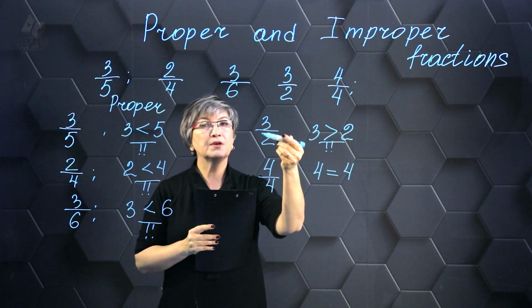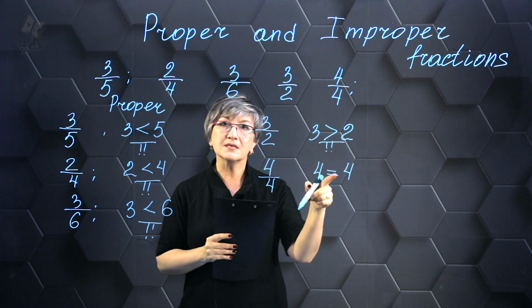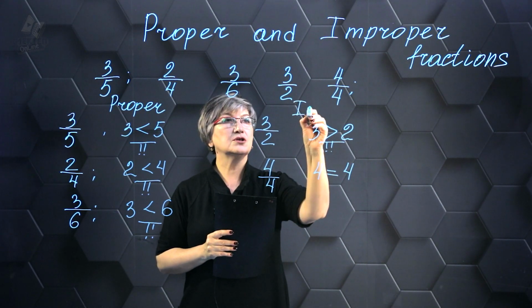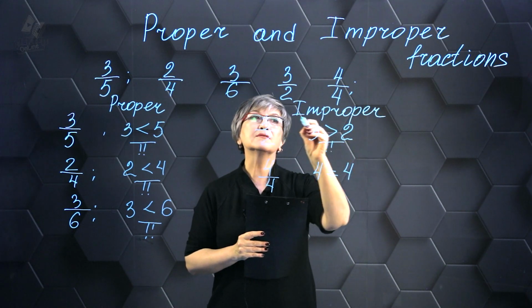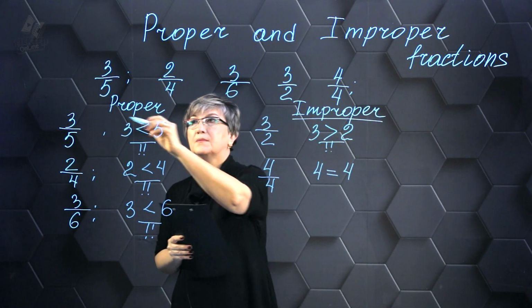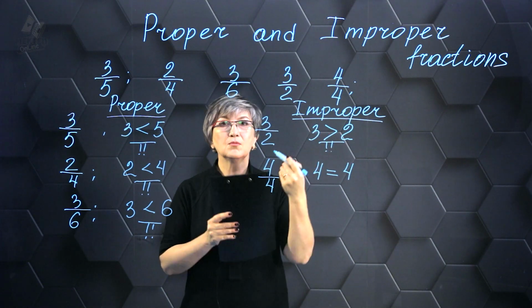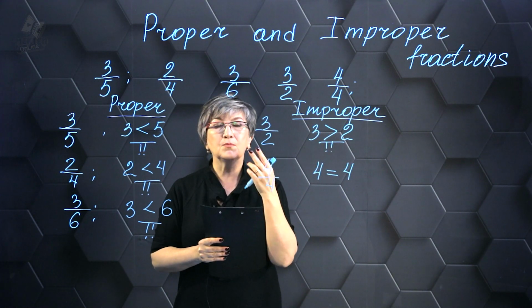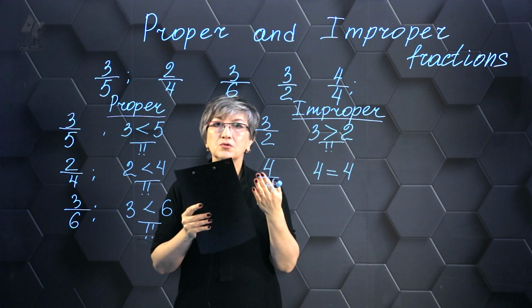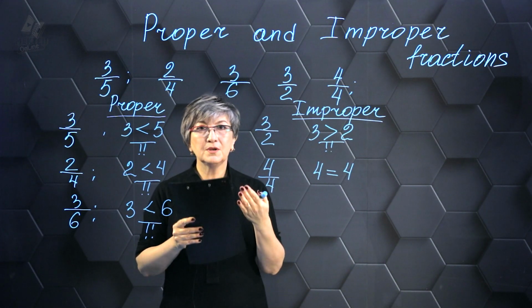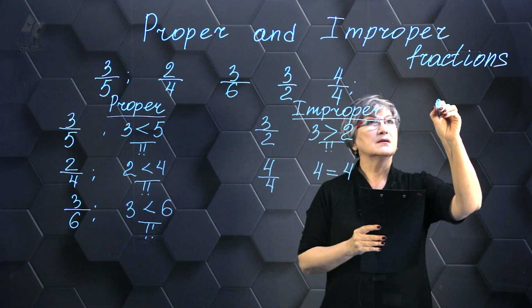And if the numerator is greater than the denominator, or the numerator is equal to the denominator, then in this case, these fractions are called improper fractions. So the numerator is smaller than the denominator, or the numerator is larger than or equal to the denominator. Then we can devise a few new rules.